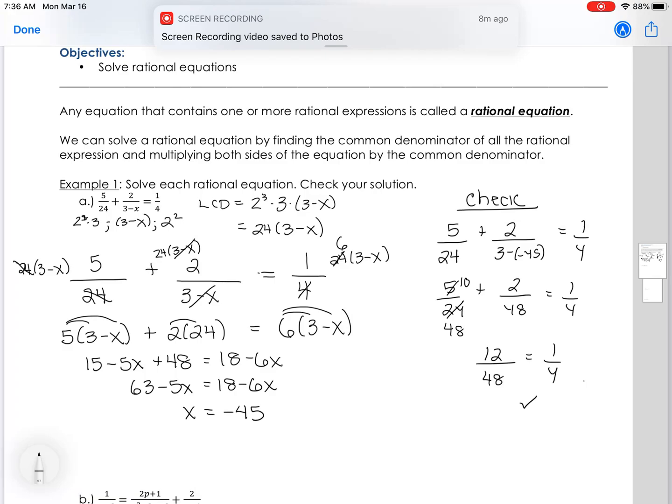Now, do I need to see the check? No. But I would always make sure to double check, because it's not saying that every single answer is, in fact, going to actually be an answer.